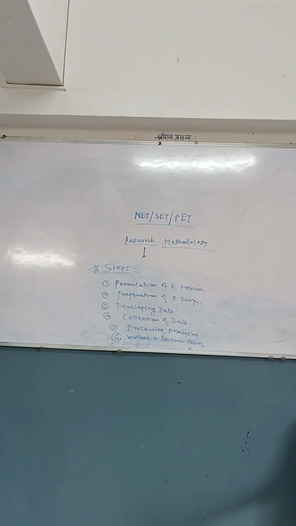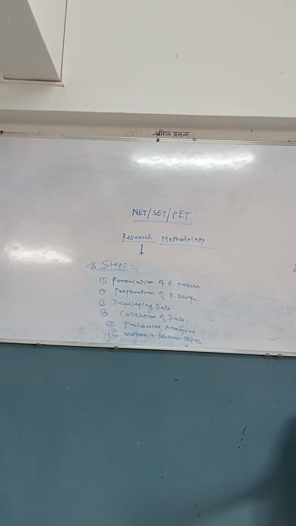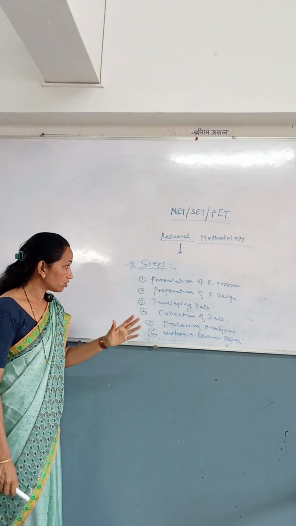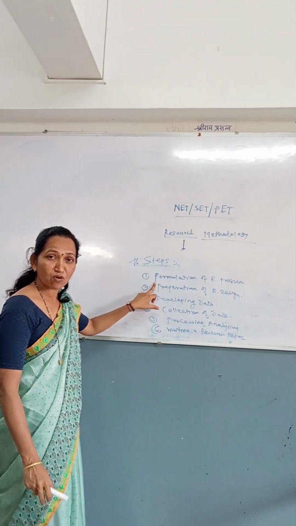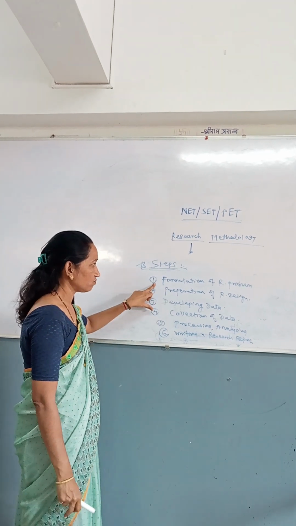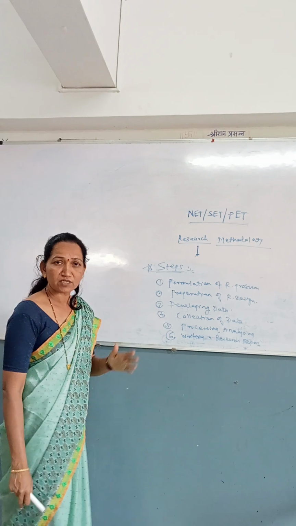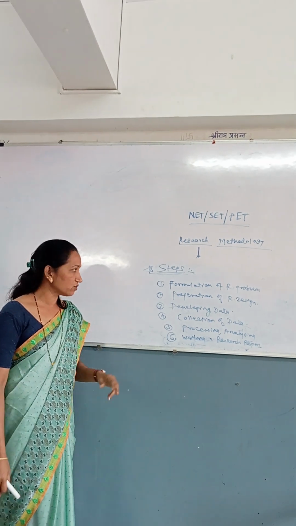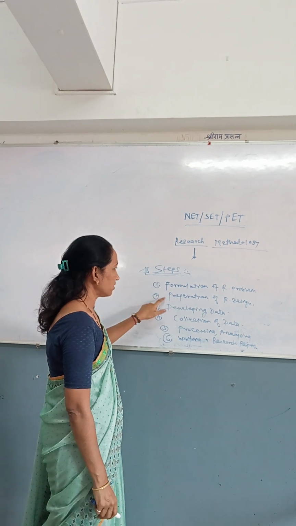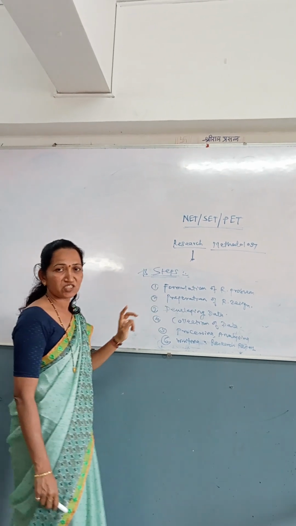These steps are included in our research methodology. First one is the formulation of problem. Problem is most important because the problem solving method was discovered by Kilpatrick, and because the process of research starts with problem and also ends with problem. Then formulation of problem is necessary. Then second one is the preparation of research design.